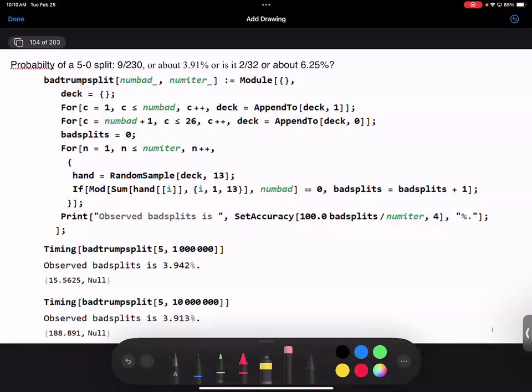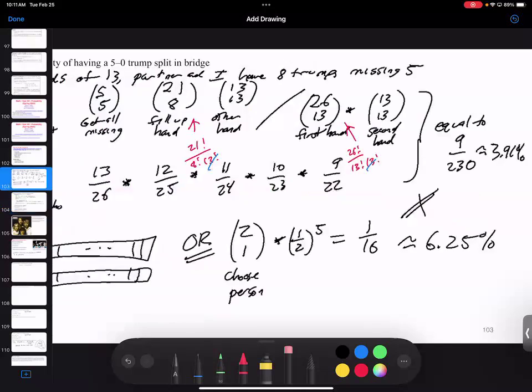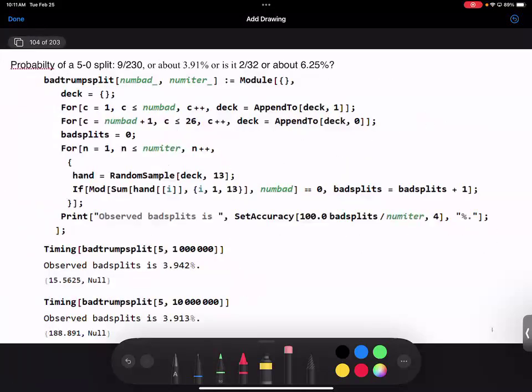But when I did the experiment a million times, the observed was 3.942%. When I did it 10 million times, and it took about 3 minutes, it was 3.913%, which is pretty close to the 3.91%. So if I've made a mistake, it's got to be an extremely small mistake. I probably haven't made a mistake if it's this good. But there are two ways it could be, 0 or 5.